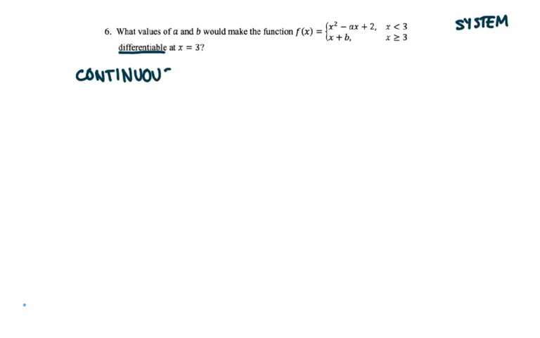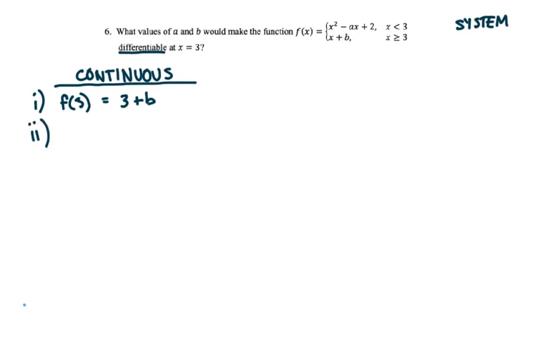And this is going to give us our first equation for our system. So I'm going to go number 1. F of 3 will exist, okay? And so if I plug 3 in, I'm going to use that x plus b, so I get 3 plus b.